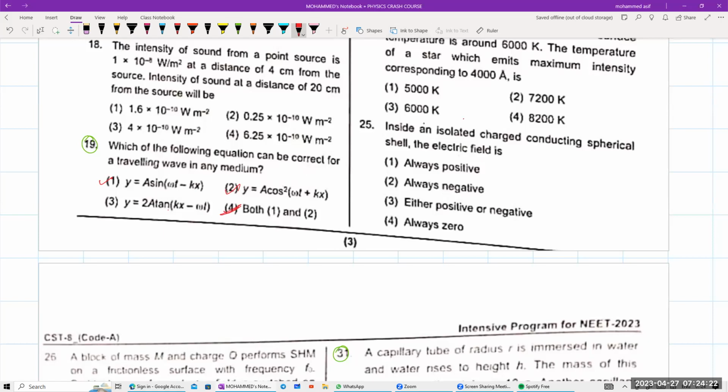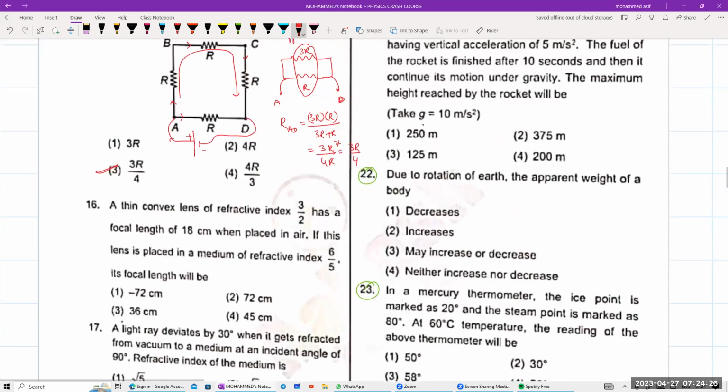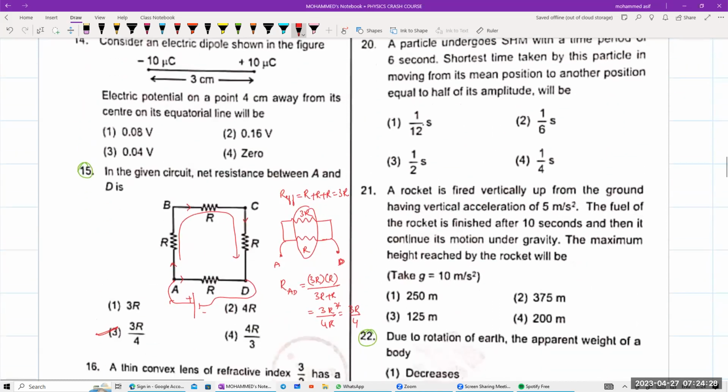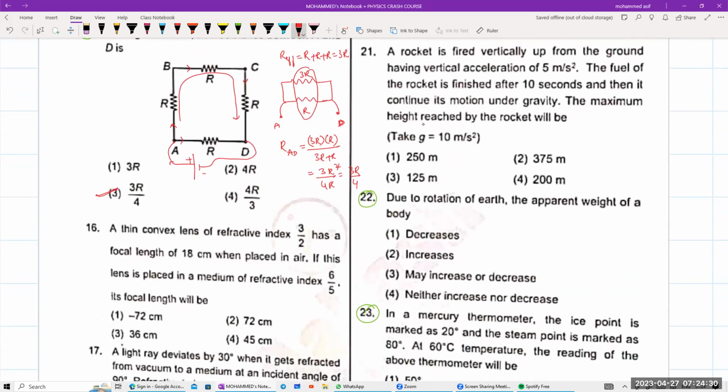Very good. 1 and 2 both आएगा बेटा. चलो. Then SHM का है. Next one is rocket का है. Then question number 22 देखिए बेटा.